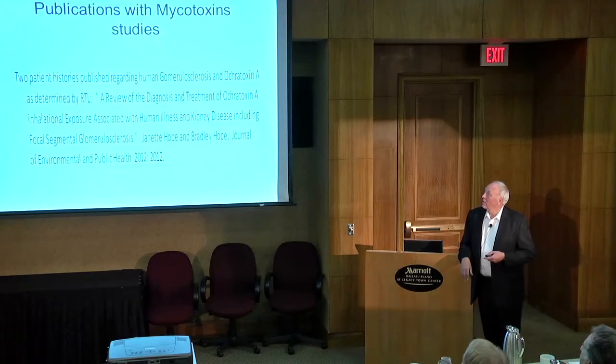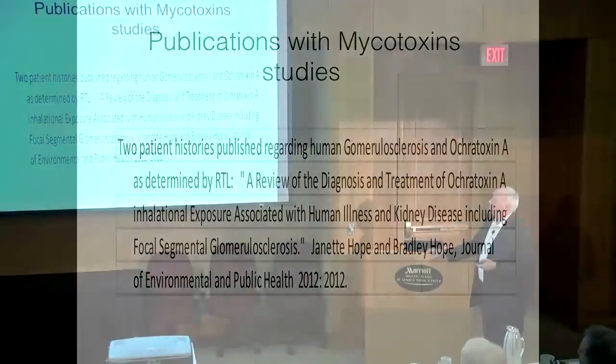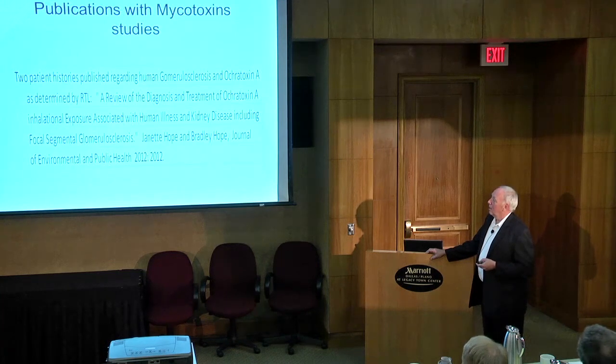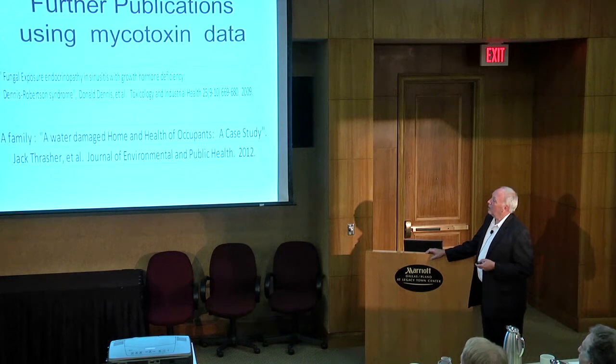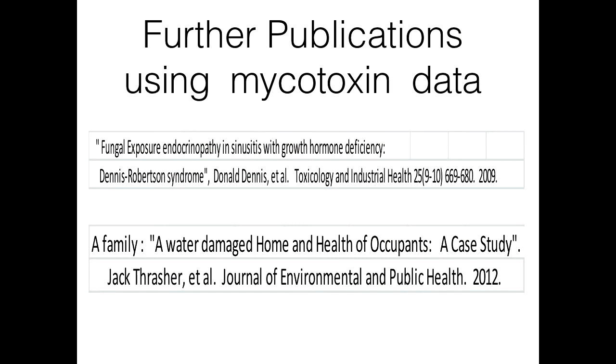The publications with mycotoxin studies, we have looked at a number of these. There's 2 patient histories published regarding human glomerular sclerosis and ochratoxin A. And it's listed in the handout that I've given you, in 2012. And Jeanette Hope, who's in this audience, published this. There are further publications that are coming out and that we feel strongly are documenting the exposure of these mycotoxins, and these are all written from 2010 to 2012.